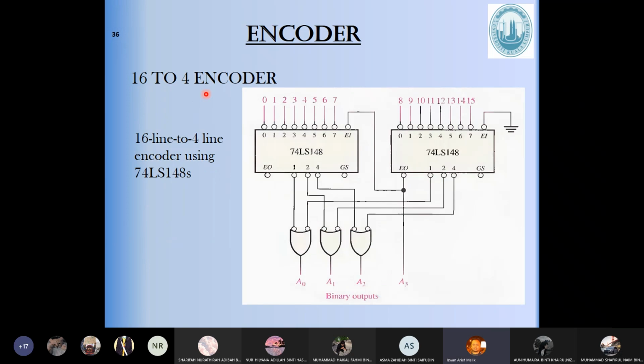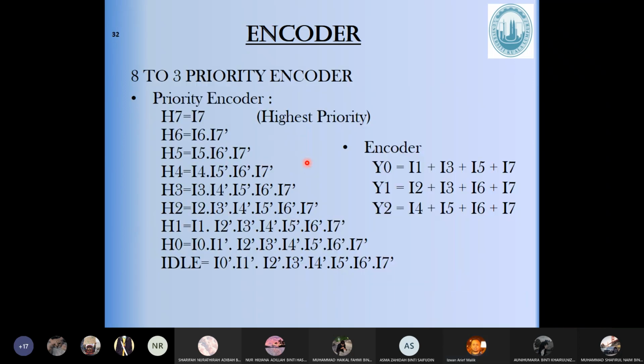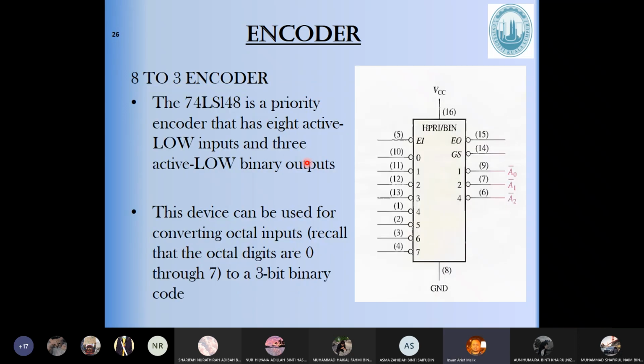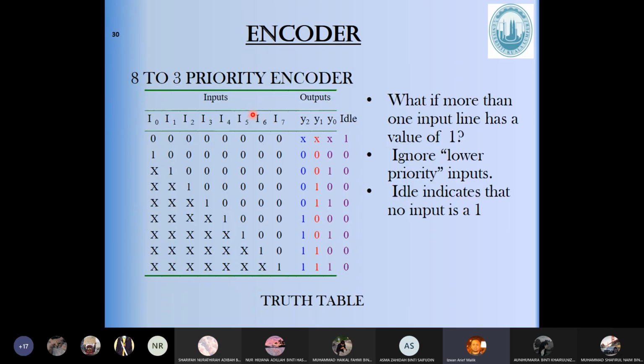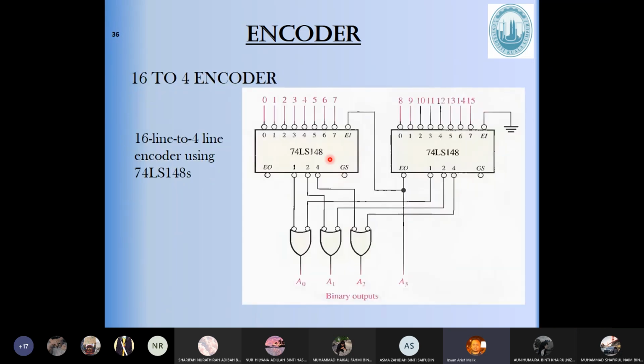16 to 4 encoder. So yang ini kita jarang pakai, banyak sangat. Ini kita nak lukis pun susah. Okay, 16 to 4. So don't worry about it too much. Alright, so example here, dia menggunakan 74LS148, iaitu 8 to 3 encoder. Dia pakai 2 unit, dia combine untuk jadikan 16 to 4. Even saya pun tak pernah jumpa saya ada pakai 16 to 4 encoder dia sebiji. Selalunya dia memang combine macam ni.